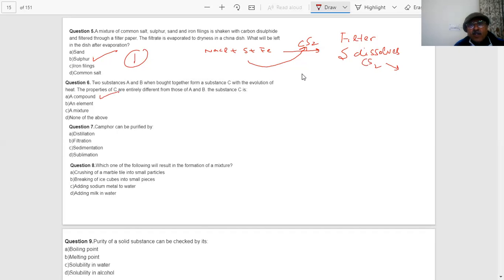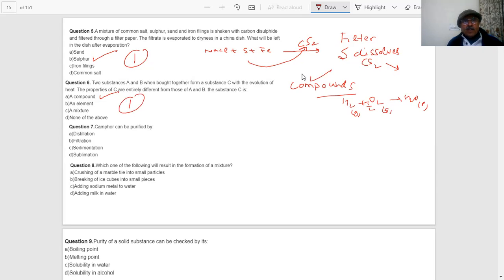Yes, we already told you how compounds are formed, students. The reactions are exothermic. Usually they are accompanied by evolution of heat, and the properties of a compound are totally different from the properties of the elements. If I take hydrogen plus oxygen to form H2O, these properties are totally different. Hydrogen is a gas, and this is a liquid. That is a compound, student. Then the answer is correct.